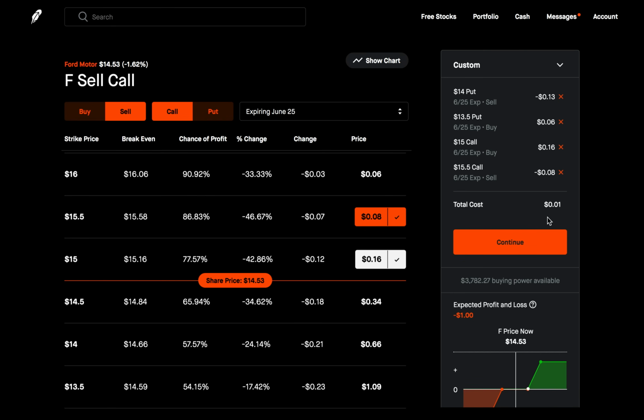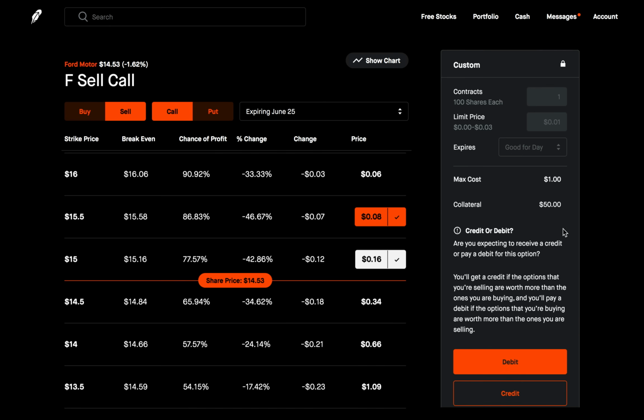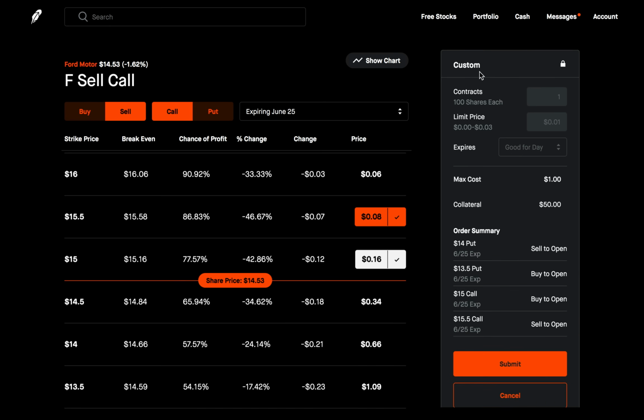All that we've done is we've combined a bull call spread and a bull put spread. We're entering a bull put spread. We're getting a credit. We're using that credit to buy a bull call spread. And now for this entire thing, it's going to cost us $1 here. Now you will have to put up some collateral. It'll be $50. If you continue, it'll show you here $50 in collateral, but that's okay.